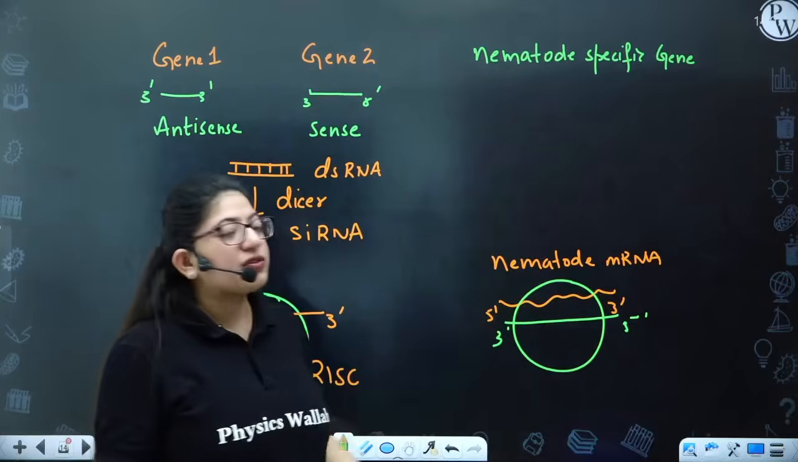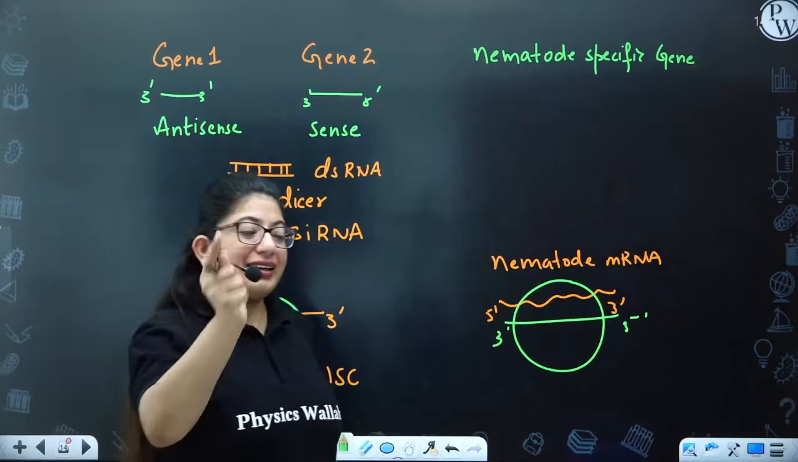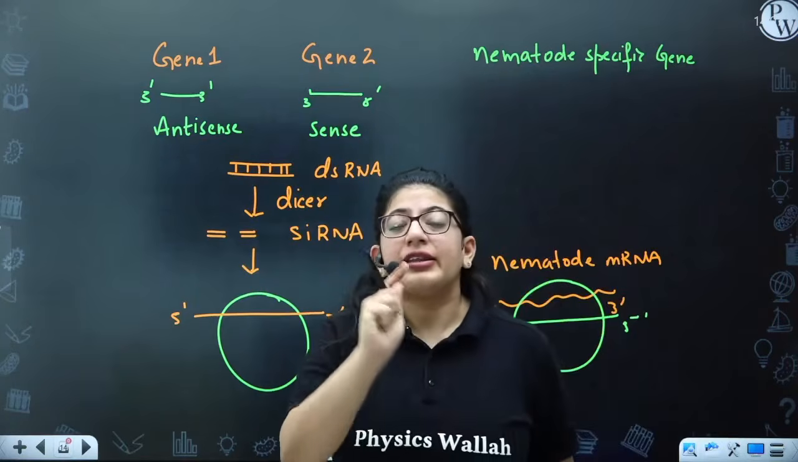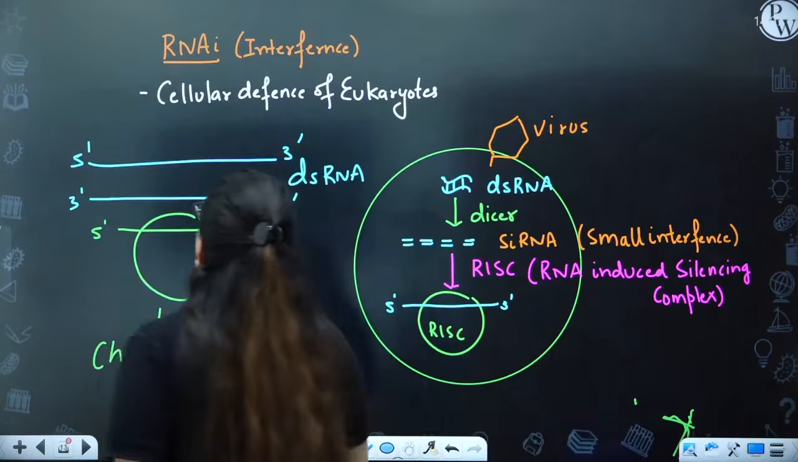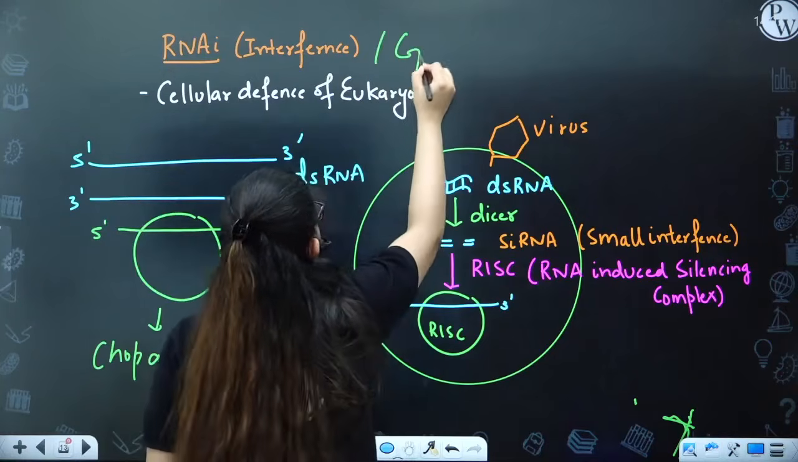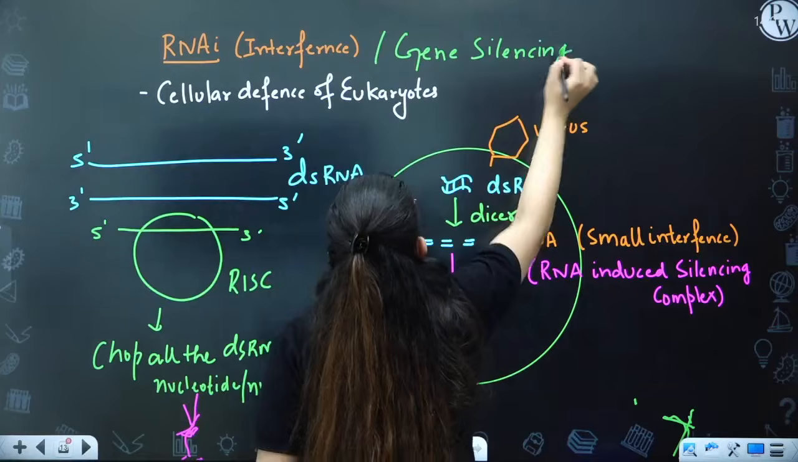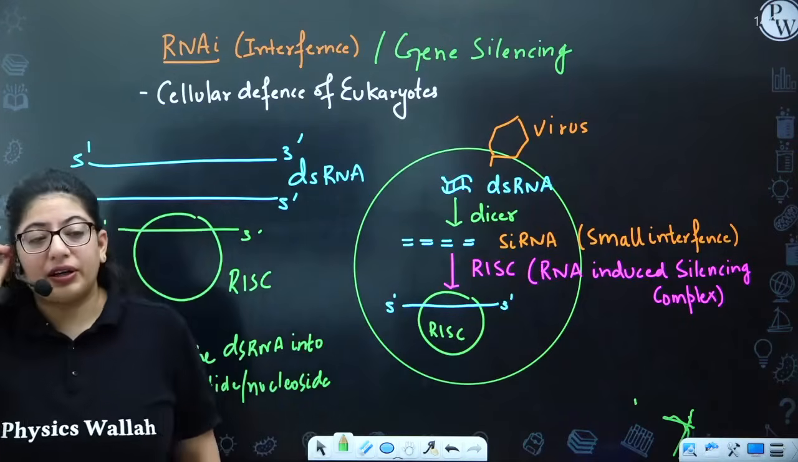So by this, what we are doing, we are not letting the gene expression of the nematode happen, right? So that's why this technique, which is RNAi, is also known as gene silencing. You will say, ma'am, we are cutting the mRNA, we are not cutting the gene. Guys, how are you cutting a gene?